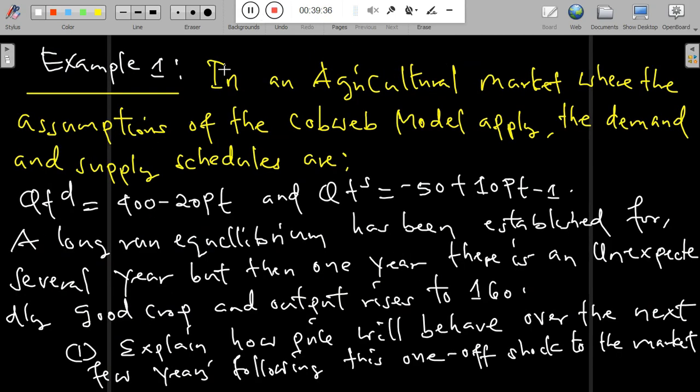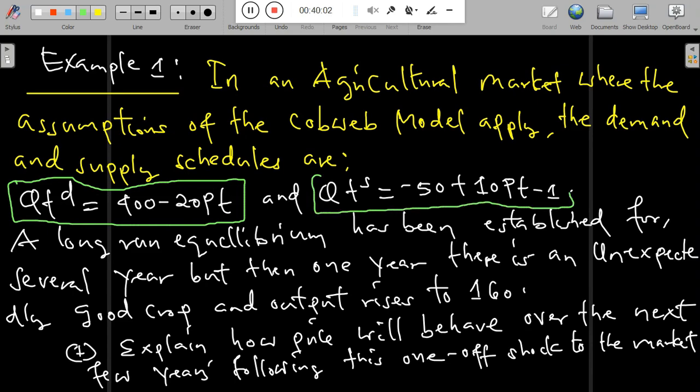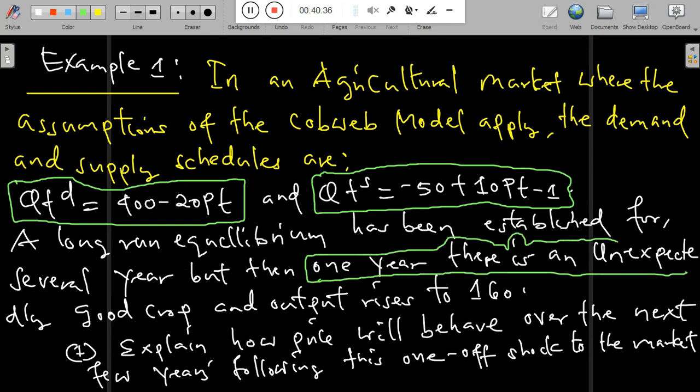So it will be better now if we go through an example. For example, in agricultural markets where the assumptions of the COBWEB model apply, the demand and supply schedules are given by QDt, that is 400 minus 20 Pt, and QSt, that is negative 50 plus 10 P(t-1). So a long-run equilibrium has been established for several years, but then there are unexpected good crops and output rises to 160.